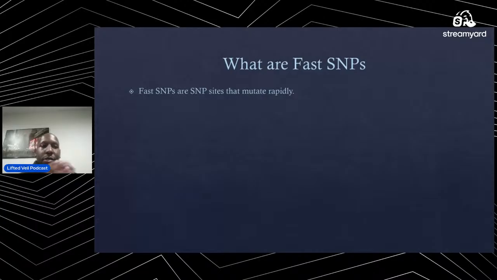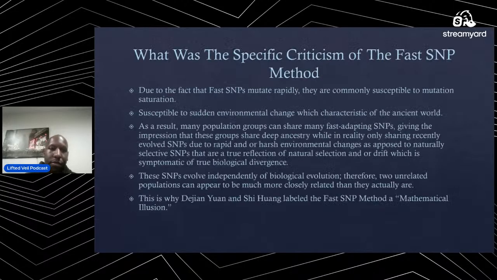What are fast SNPs? Fast SNPs are SNP sites that mutate rapidly. What was the specific criticism of the fast SNP method? Due to the fact that fast SNPs mutate rapidly, they are commonly susceptible to mutation saturation, susceptible to sudden environmental change, which was characteristic of the ancient world.